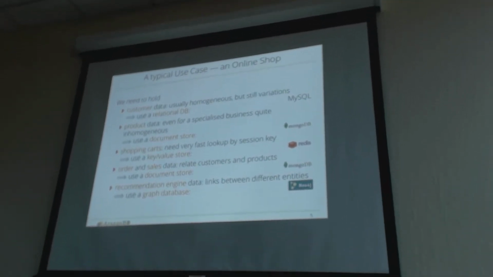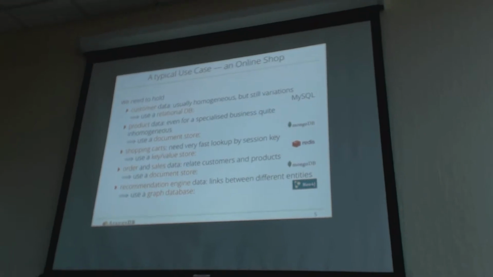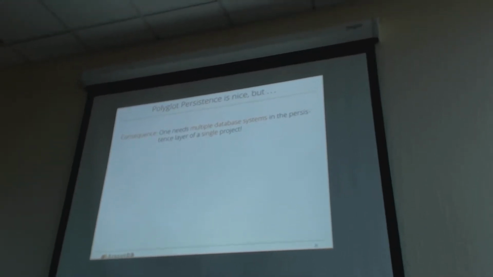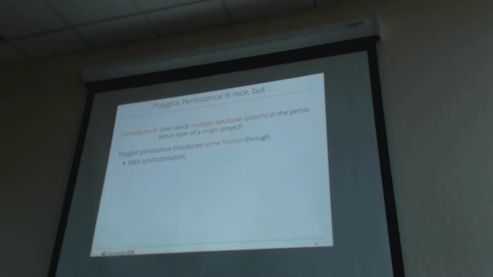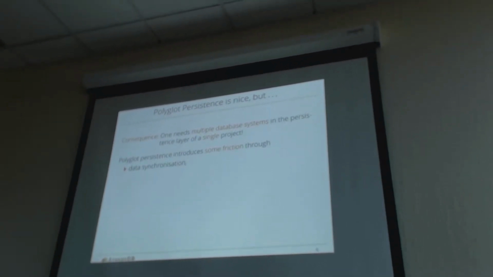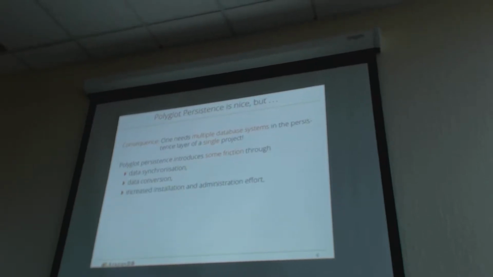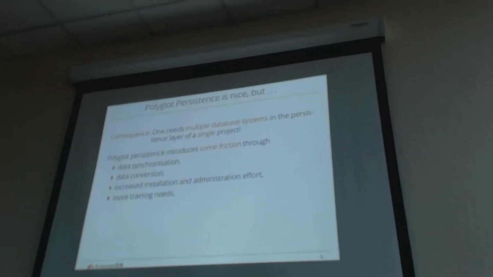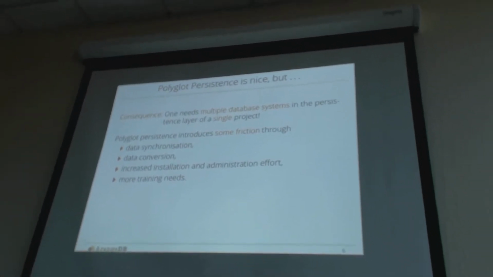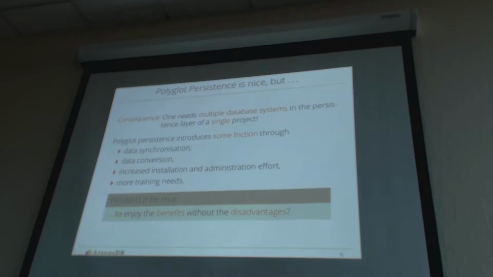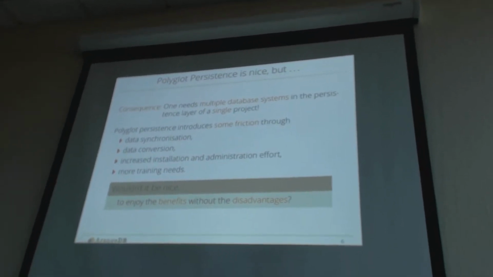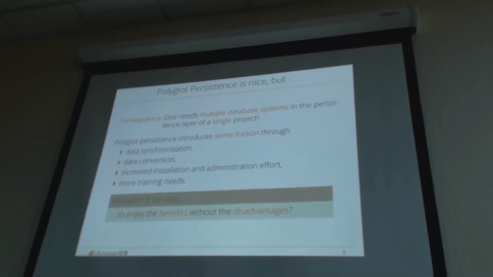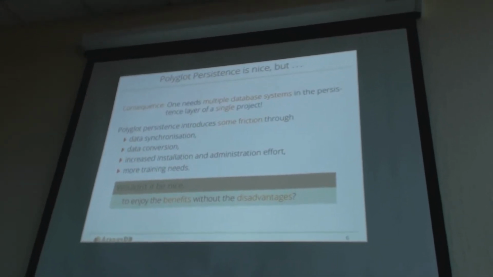So the idea of polyglot persistence, as much sense it makes from a software architecture standpoint, it has as a consequence that you have more difficulties to deploy and maintain the whole system. So you get some friction. You get synchronization problems between the different data stores. You need to convert data between them. You have increased effort for administration, deployment, DevOps. And you need to train your employees with lots of different technologies. So, summing up, polyglot persistence and knowing all these data models seems to be a nice idea from the software architecture standpoint, but it would be nice if we could reap these benefits without the disadvantages I just mentioned.